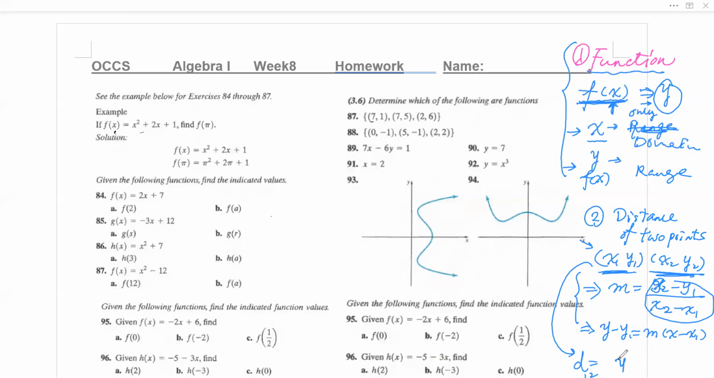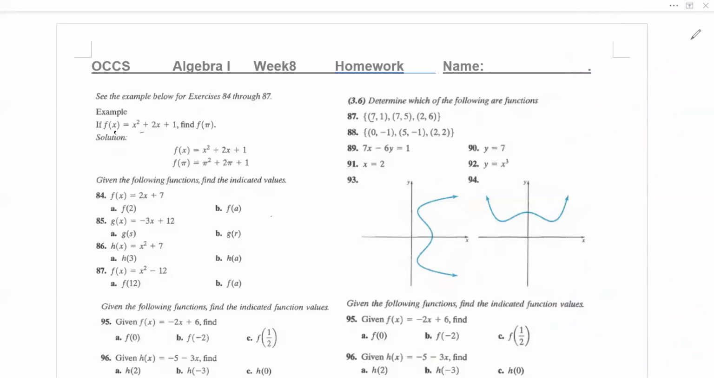The distance is the square root of y2 minus y1 squared plus x2 minus x1 squared. This is based on the right triangle method, the Pythagorean theorem. The third side: one side is A, the other side is B, and you can get C, the other side. C squared equals A squared plus B squared. Actually this formula comes from this part. So these are the 2 topics we learned last week.